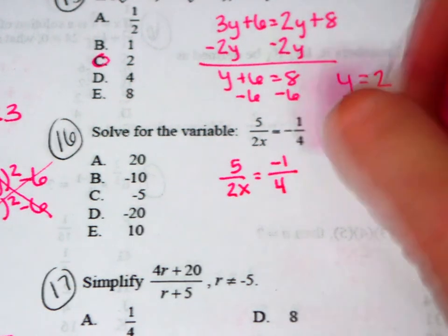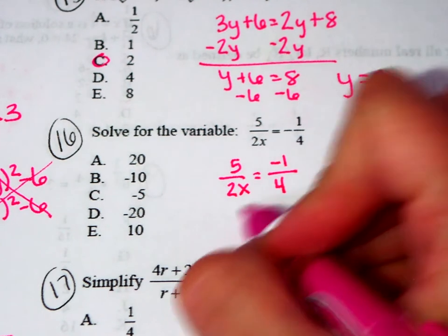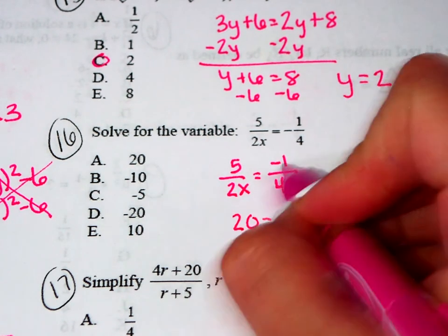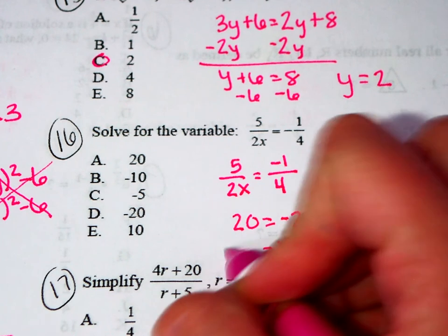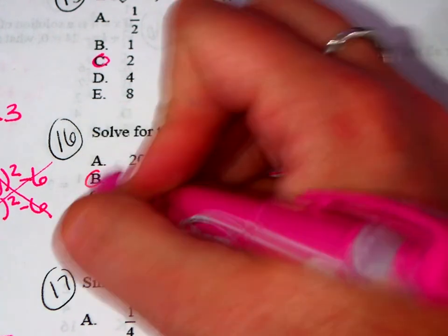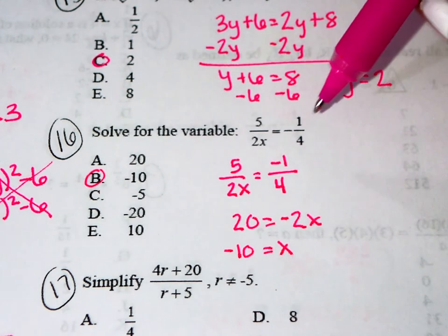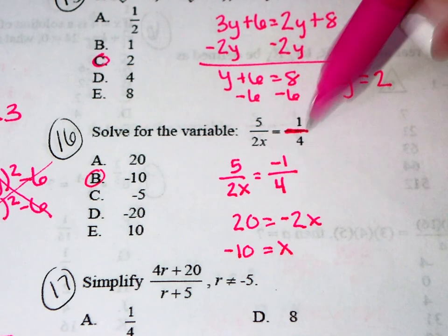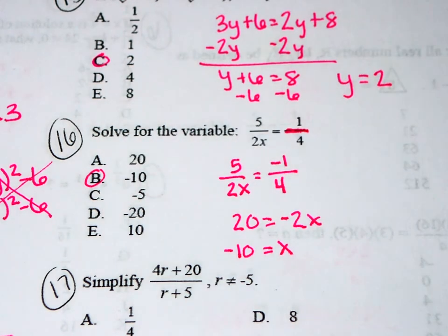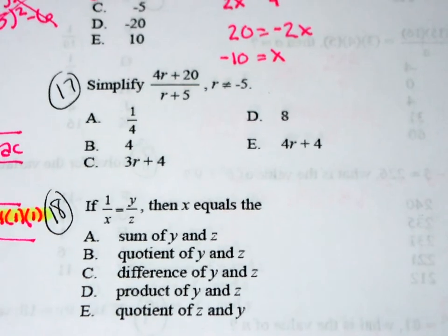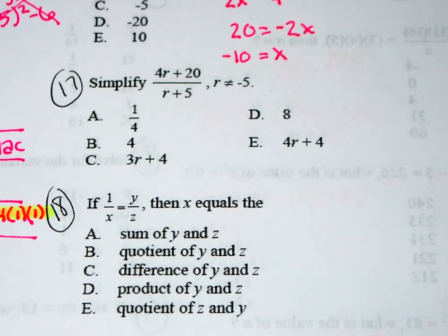All right, so to continue, we cross multiply. 5 times 4 is 20. Negative 1 times 2x is negative 2x. And when I divide by negative 2, I get negative 10, which is option B. If you had envisioned this problem as just a positive 1/4 fraction, you would have chosen option E. So just be careful, read the question, make sure you're paying attention. Okay, number 17.